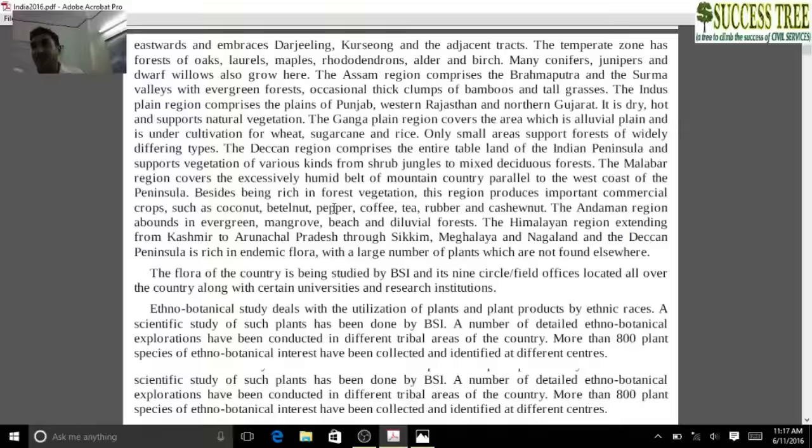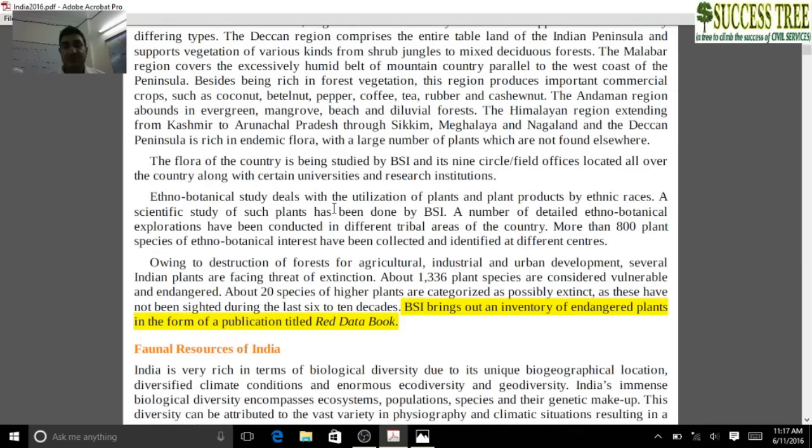Then BSI, Botanical Survey of India, that records, read the last line, this Red Data Book. The endangered plants are listed in this Red Data Book. Do you see the last line of this?